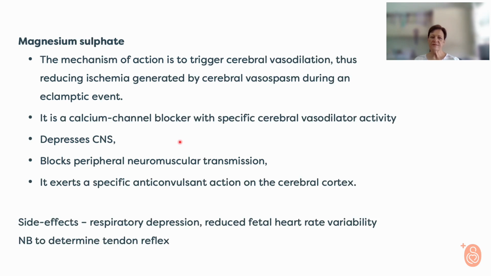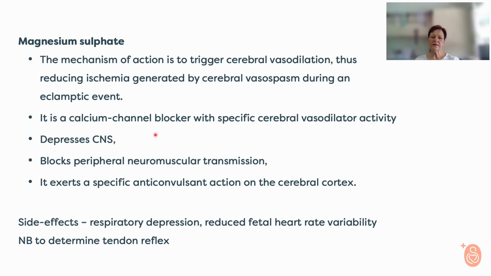Our next drug is magnesium sulfate, and that we usually use in more serious cases of preeclampsia. The action here is to trigger specifically cerebral vasodilatation, and this reduces the ischemia. Remember, we've said that's the main problem in the brain: the vasospasm in the brain causes the ischemia, and that causes eclampsia. So if we can get cerebral vasodilatation to prevent all these in the brain, it's a winner. And that is basically the main aim with magnesium sulfate, to prevent eclamptic events.